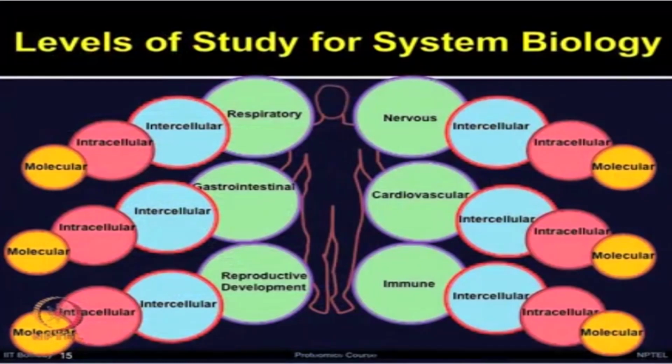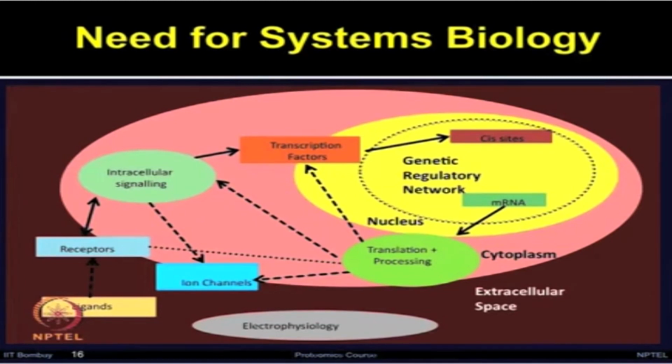Now, systems biology study can be done at different levels. For example, to study the complex physiology of humans, one can look at individual systems such as the respiratory system, nervous system or other physiological systems. Studies can be done at the intercellular or intracellular level and finally, at the molecular level involving genomics, transcriptomics and proteomics.